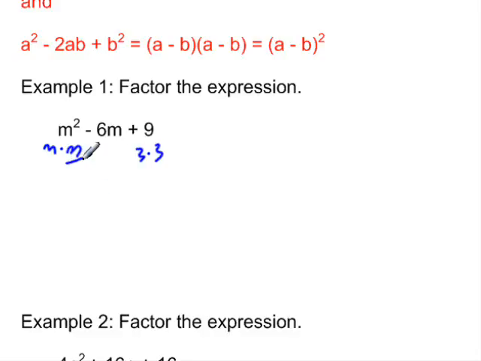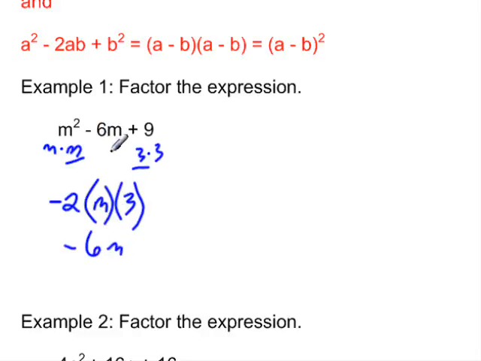So let's take a look at this. We take an a, take a b. We say 2 times m times 3. So I've got my negative 2, and the only reason I use negative is because I see that it's already negative. So I take negative 2 times a, which is m, and b, which is 3. Multiply this out, I get negative 6m. So it worked because it's the same thing there. So we do have a perfect square trinomial.